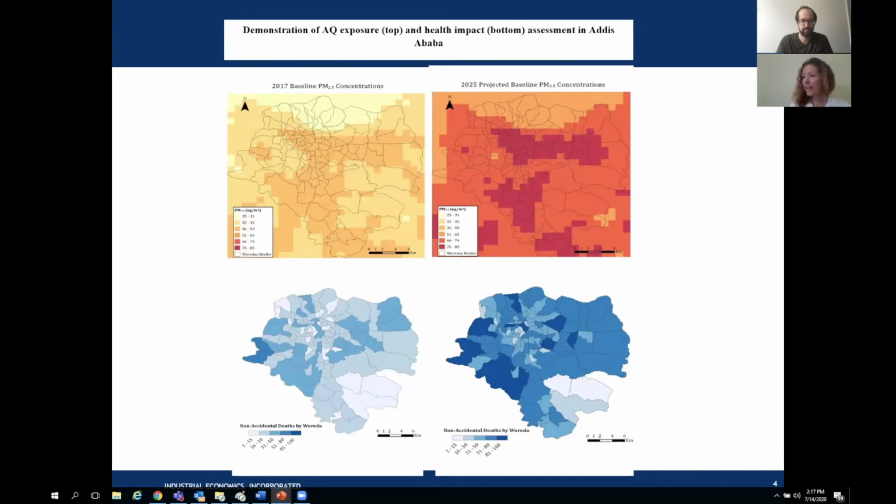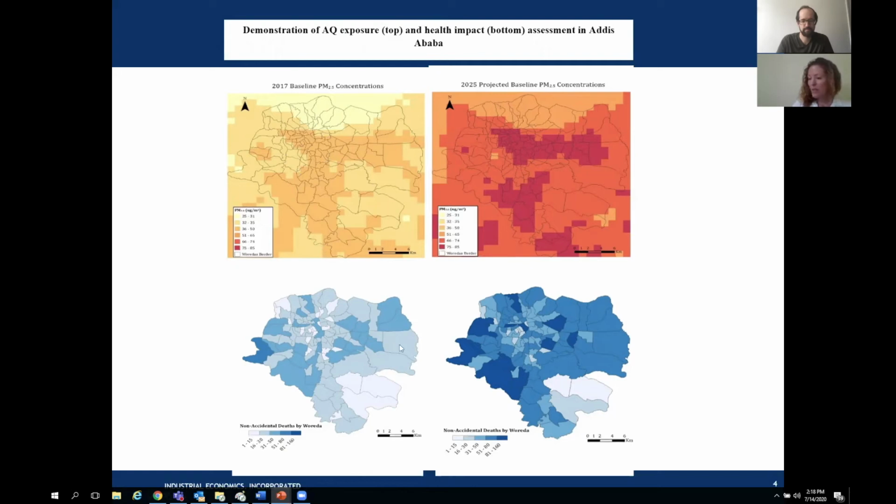So here we can see the satellite-based measurements of PM2.5 concentrations in 2017 on the left-hand side, and you can see a range of concentrations across the city. What I don't show here is the roadways within the city, but the concentrations are higher in areas where you would expect, given local activity.